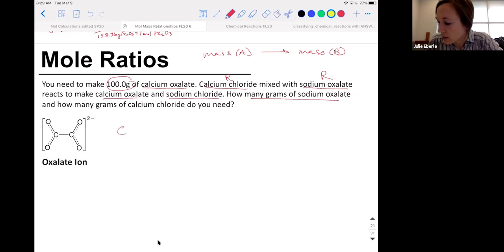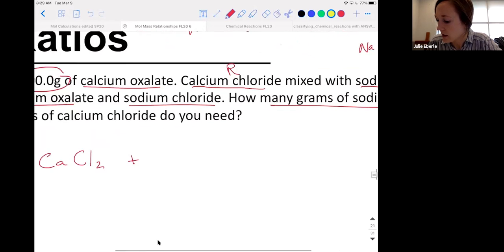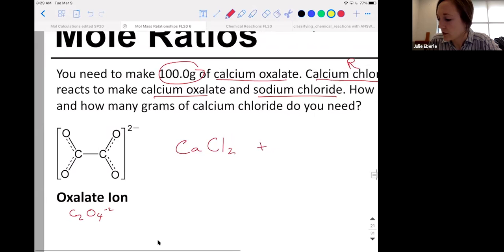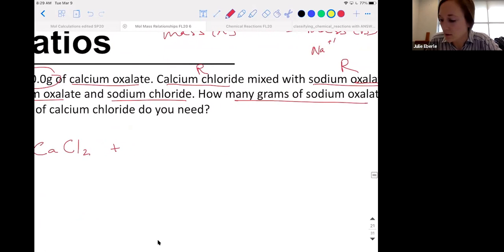All right, so calcium chloride, CaCl2, and then sodium oxalate. Sodium is Na. We know it has a +1 charge. Oxalate is C2O4. There's 2 carbons, 4 oxygens, and it's got a -2 charge. So if we've got a -2 charge and sodium has a +1 charge, we're going to need 2 sodiums. So it should be Na2C2O4.